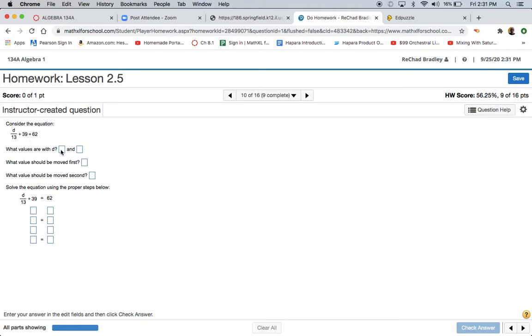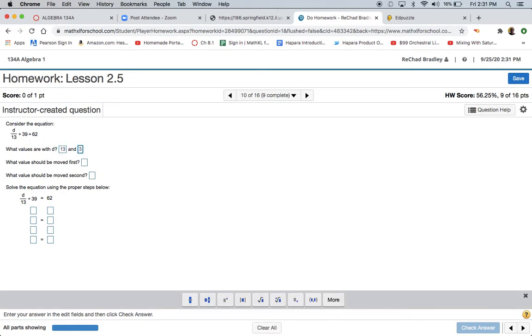The values with D are 13 and 39. The first value to move should be 39. The second value to move should be the 13. Again, this is weaker, this is stronger. So when we go to move this 39, we need to move it by using the opposite, which would be -39 here and here. That means D slash 13 comes down on this side, because remember, that doesn't change.